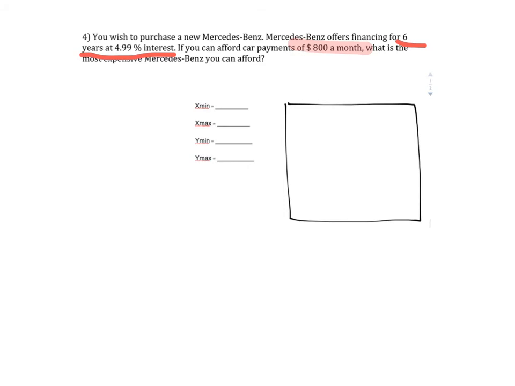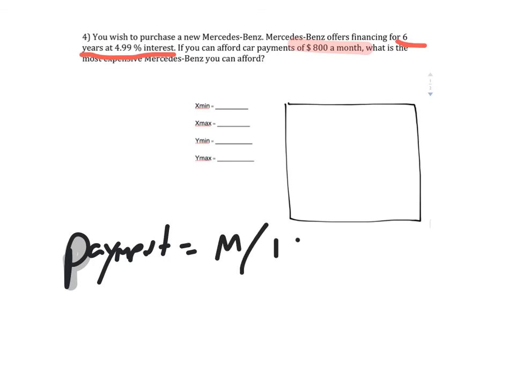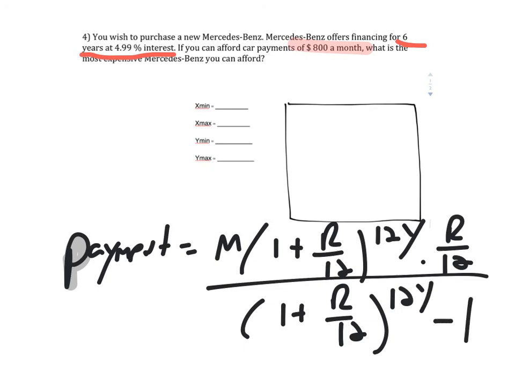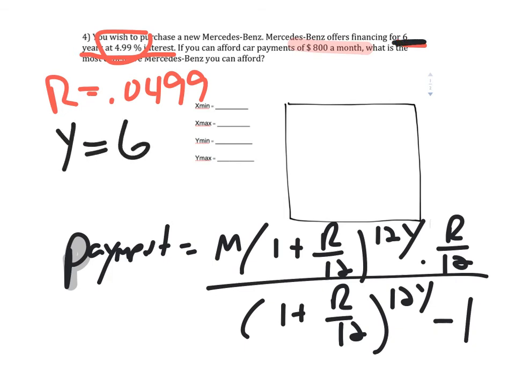So here, once again, I'm going to write out my formula. My payment is equal to M, the amount of money that you're mortgaging, times 1 plus R over 12 raised to the 12y power, times R over 12, all over 1 plus R over 12 to the 12y power, take away 1. Here our R, our interest rate, is 4.99%, so here our R is 0.0499. Here they're financing for 6 years, so here our Y is going to be 6. This is common for cars. They don't give you 30-year mortgages because cars don't last that long.